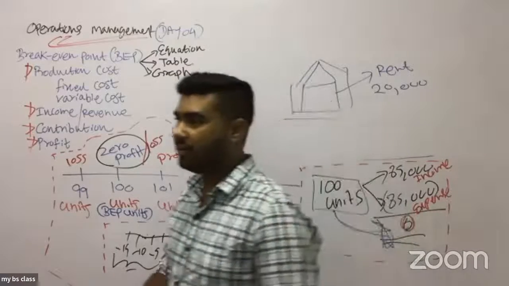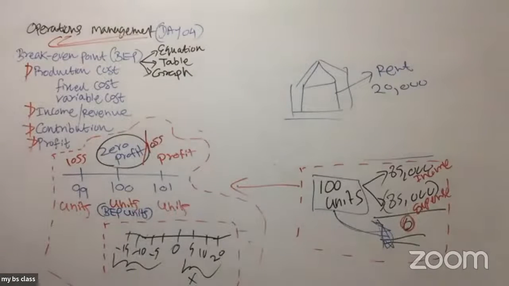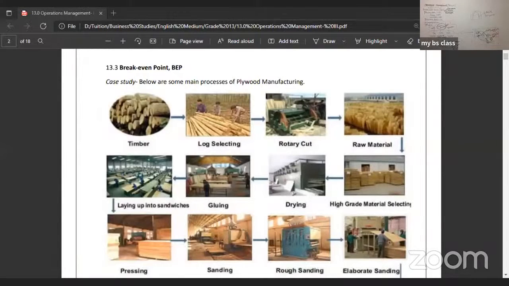Now, shall we have a look at the given case study where you can see the plywood manufacturing process. Let's identify here what comes under the variable cost and what comes under the fixed cost. Okay, let's see.